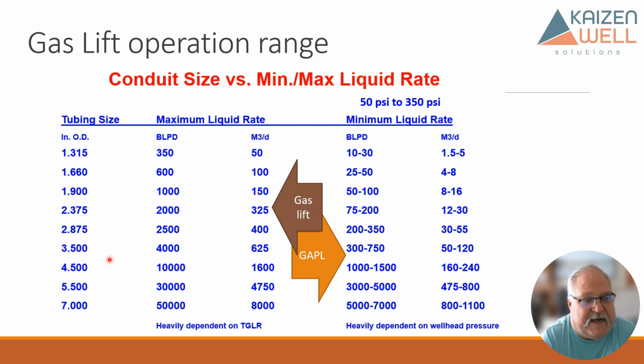Now, if you've got a 3.5 inch tubing, which some areas do, where the minimum liquid rate is 300 to 700 barrels per day, 50 to 120 E3 a day, it's in huge numbers where you are going to start seeing advantages from moving from gas lift to Gapple.